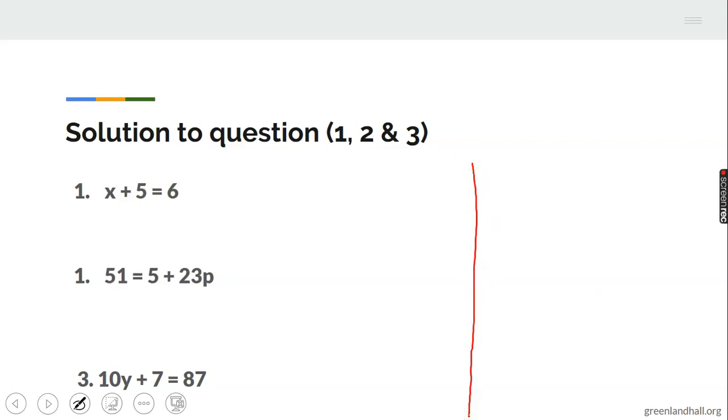From question 1, x plus 5 equals 6. What is the thing that you're going to do? Subtract 5 from both sides. If you subtract 5 from both sides, what do you have? x equals 1. So that means you have your balancing: you have x on this side and you have 1 on this side. That's all.